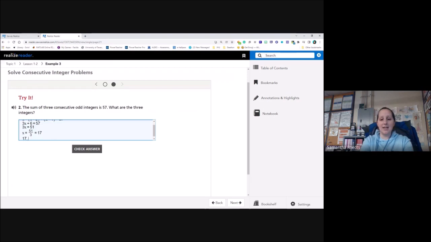Now, my second integer, again, it's odd. So it's not just consecutive, it's odd consecutive, okay? So 17, my next odd integer would be 19, and then 21, okay? Because 17 plus 2 gives me 19, and 17 plus 4 gives me 21.